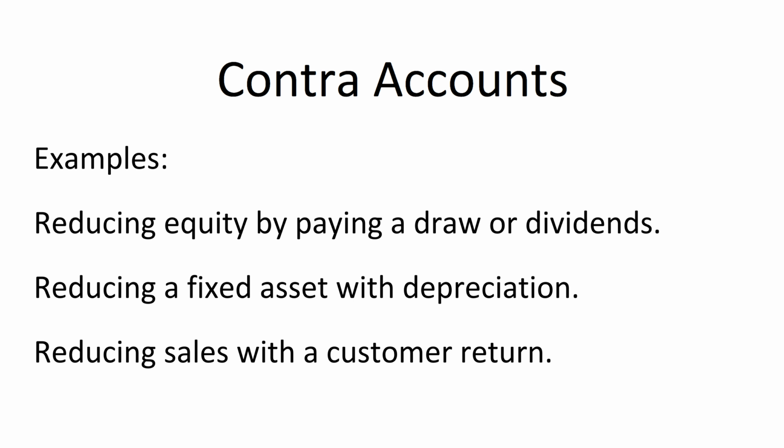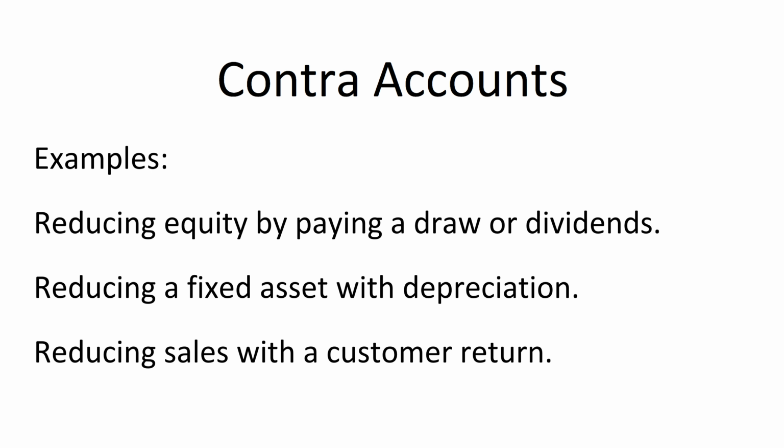And in the last one, reducing sales with a customer return. So one way to think about this is to go right to what's happening with sales. So sales would normally be a credit. So to do a sales returns and allowances, we would normally debit the sales return and allowance and then credit either cash if it was going back to the customer or a reduction of their accounts payable depending upon how they had originally completed the transaction.